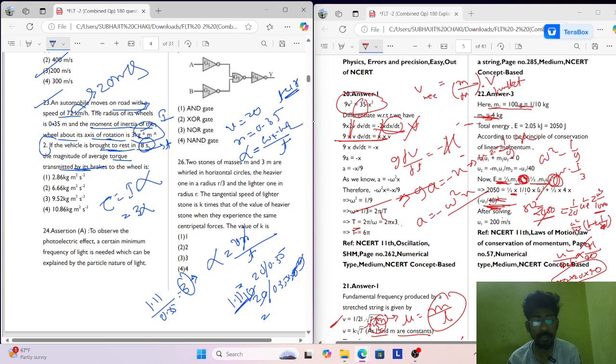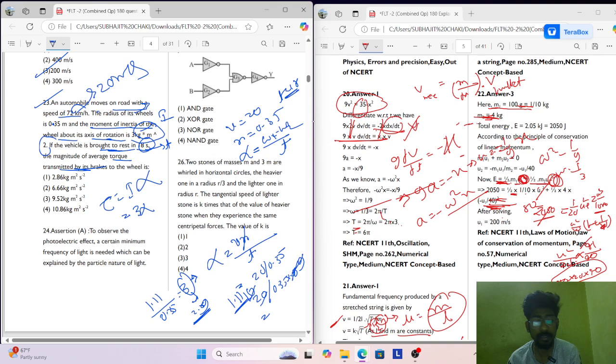Or 2.8, 2.9, something less than 3, 2.9. 2.9 into 3, we have to calculate. So that is equals to 3 into 2.9, around 8.7. So the option number 3 will be the correct option.